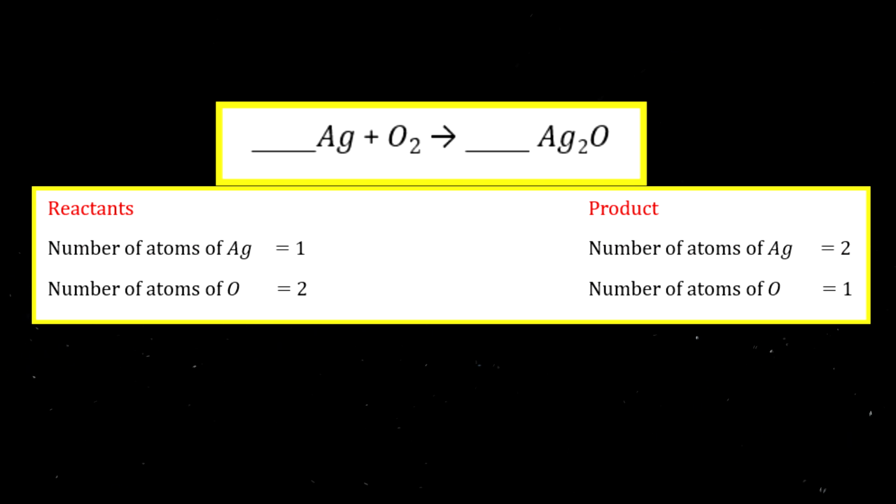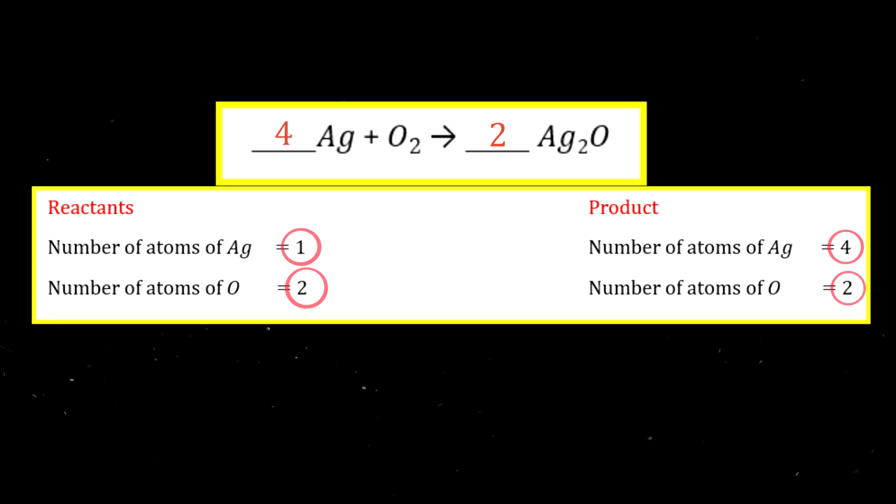So let's try to write 2 before the silver oxide. So in the product, there are 4 silver and 2 oxygen. So you have noticed that oxygen is already balanced because in reactants, there are also 2 oxygen. However, for the silver, there is only 1 for the reactants. So we write 4 before silver. That becomes 4 atoms of silver. So in this way, the chemical reaction is already balanced.